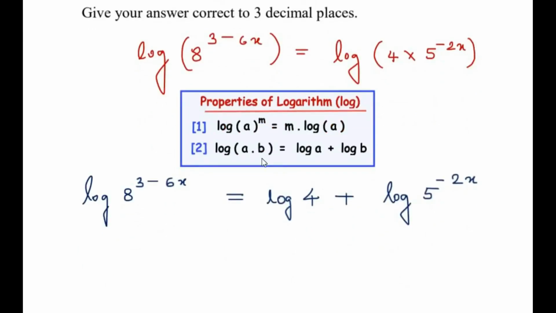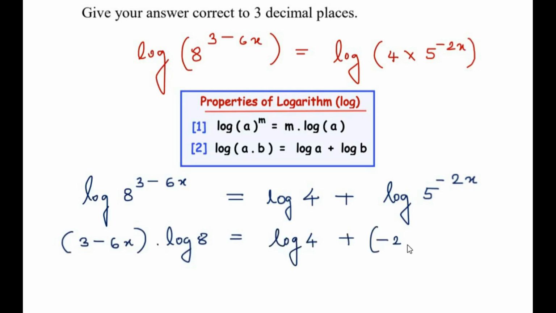Next we are going to make use of the first property, that is the power comes out, and here we can see that 3 minus 6x and minus 2x is a power. So here bringing 3 minus 6x outside, it gets multiplied with log of 8 is equal to, now let us keep log 4 as it is, plus, now minus 2x comes out, so we are going to write minus 2x, which gets multiplied with log 5.